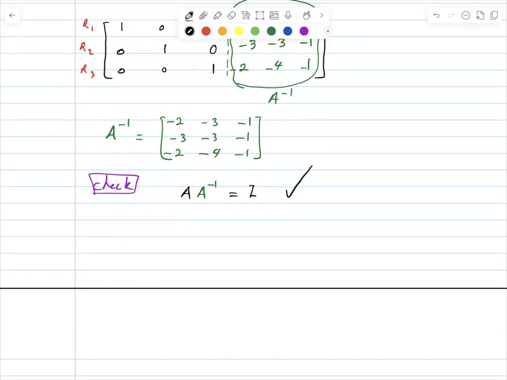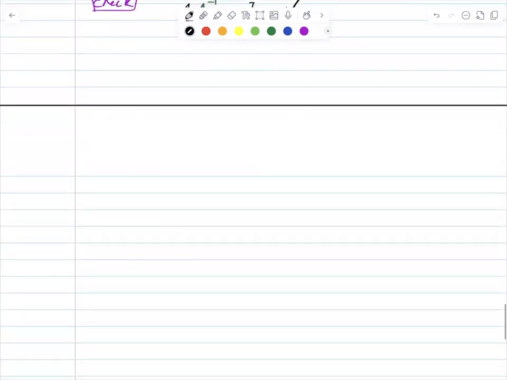So what are the properties of inverse of a matrix? Important properties for inverse of a matrix. We have nice theorems about the properties of inverse of a matrix that we're going to write some of them here.